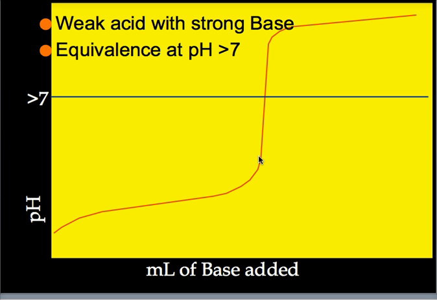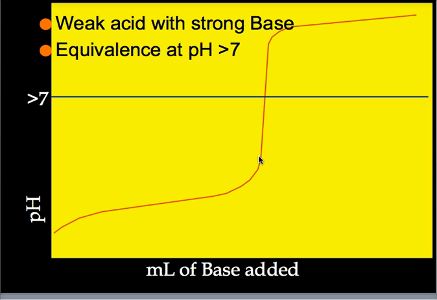So at the equivalence point, what you have in the system is all of the acid is neutralized. So what you have when the system is neutralized is all conjugate base. And what does that conjugate base do? The conjugate base reacts with water and produces some hydroxide ions. So the concentration of the hydroxide ions is greater than the hydrogen ions. So at the equivalence point, the pH is above 7.